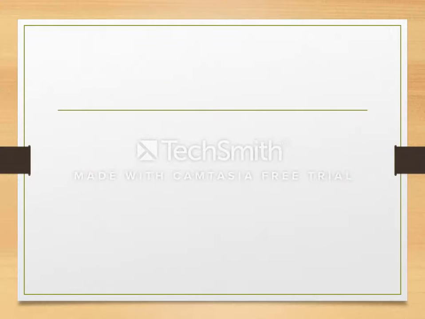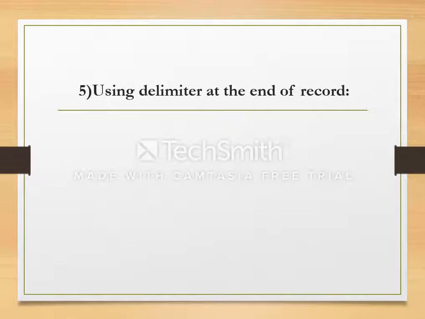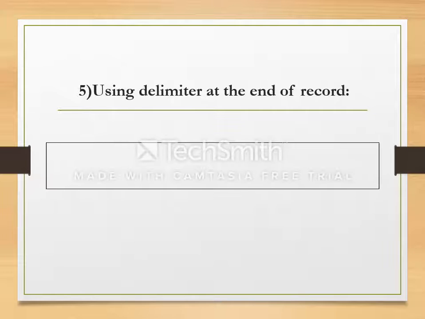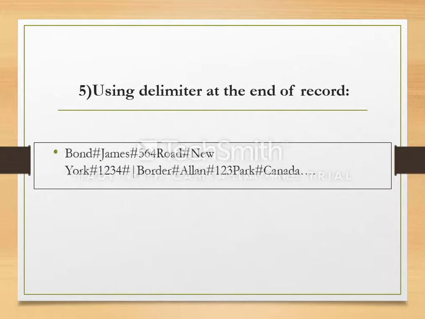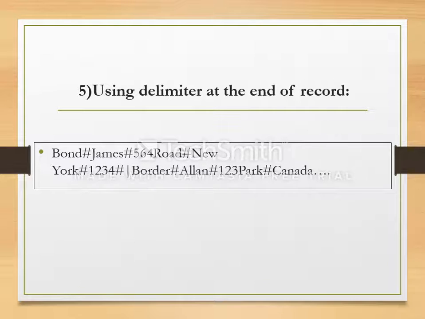Last type, that is using a delimiter at the end of the record. It is possible to preserve the identity of records by separating them with delimiters. We need to choose some special character or sequence of characters that will not appear within a record and then insert that delimiter into the file after writing each record. The following figure shows a vertical bar character as the record delimiter.